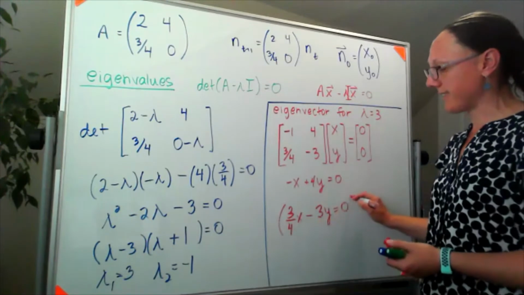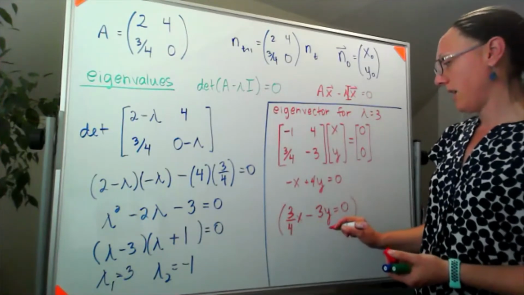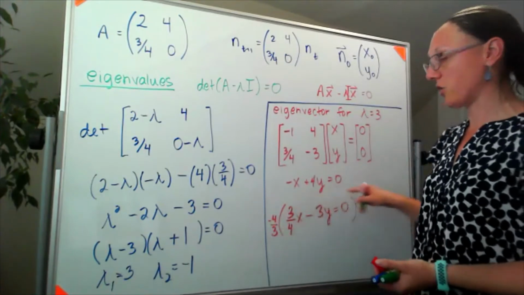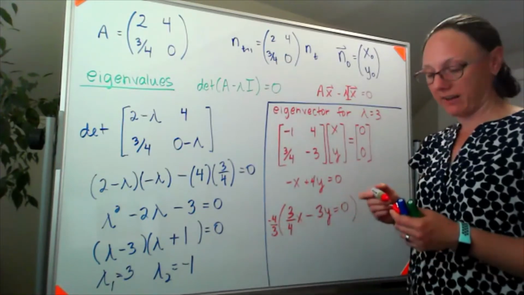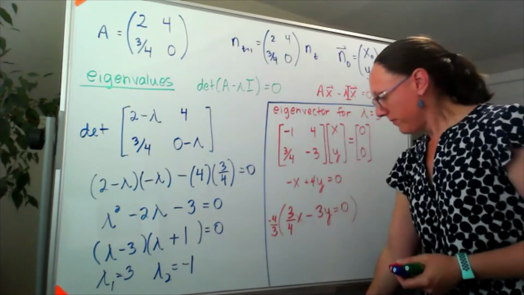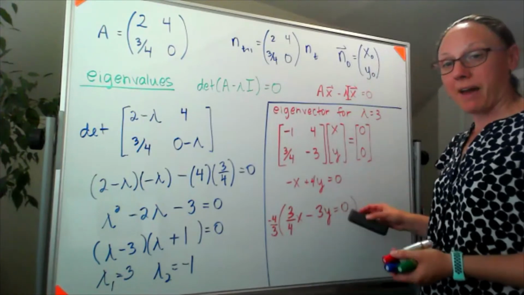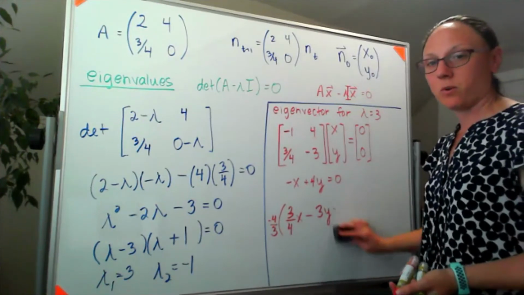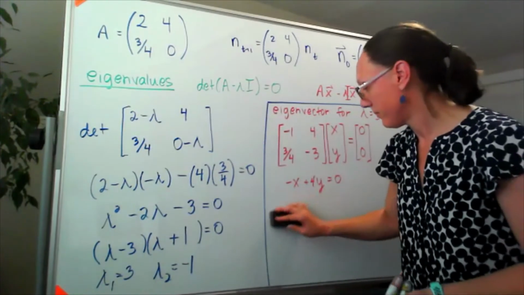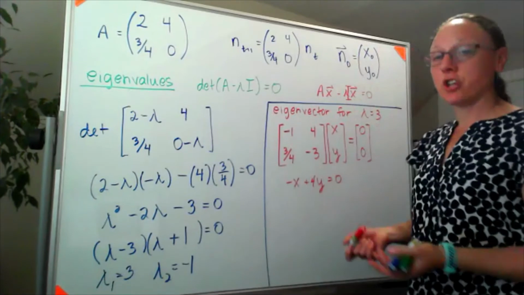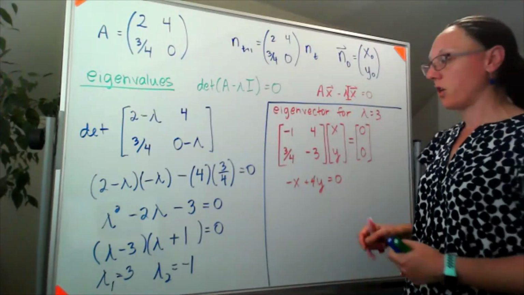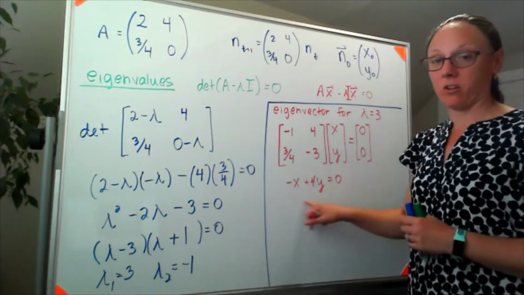And if I take this second equation and multiply by negative 4/3 and distribute that in, then I'm going to get back the top equation. So it doesn't really matter which one we work with. I'm going to choose the one with no fractions. In general, I can classify all of my eigenvectors as eigenvectors that lie along this line.